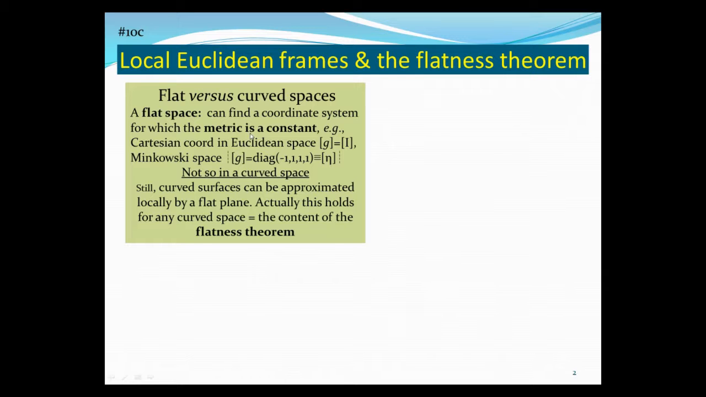Now, the fact that the metric is constant is only true in a flat space. In a curved space, it will necessarily be position dependent. But still, we can approximate the metric locally by a flat metric. Okay, and this is true for any dimensions, not particular to two dimensions, and this is called the Flatness theorem.